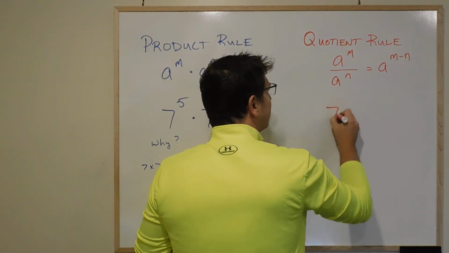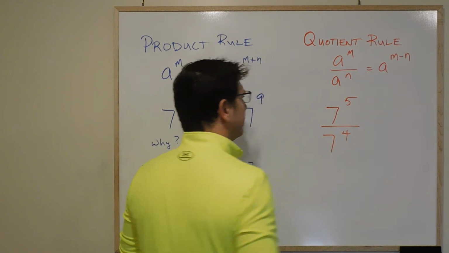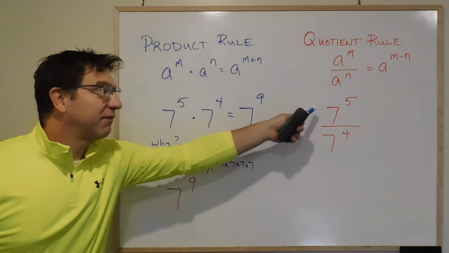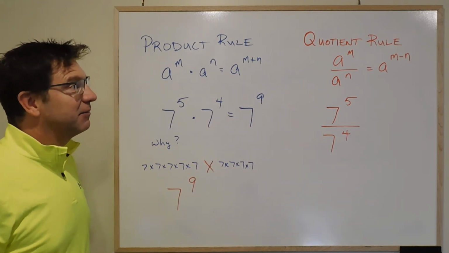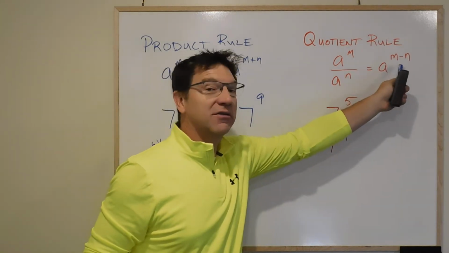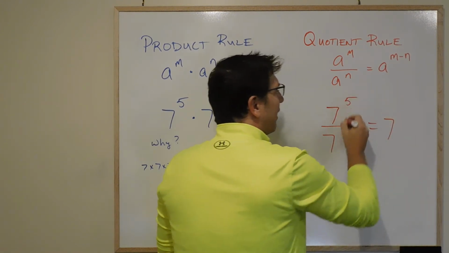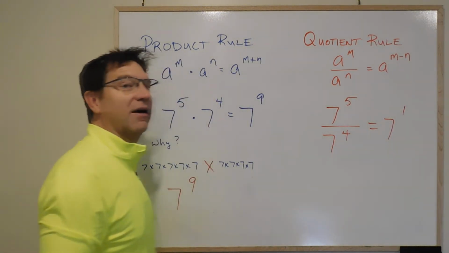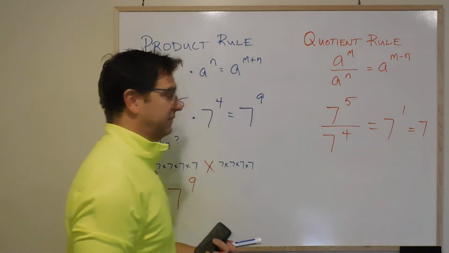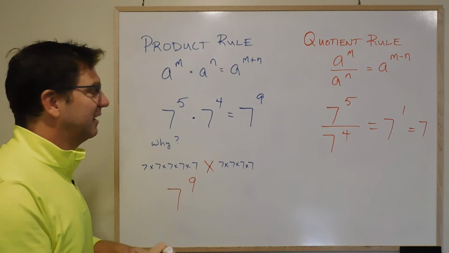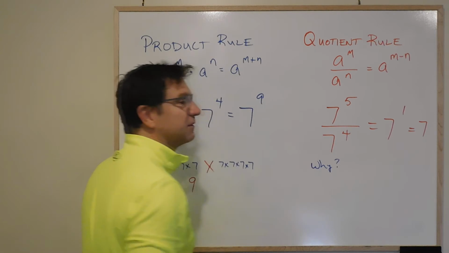Let's say I have 7 to the 5 over 7 to the 4. Okay? Again, it won't work if that's a 7 and that's a 3. It works only if they're the same. Now, because I'm dividing, what it's saying is I need to subtract the exponents. So I keep the 7, 5 minus 4 is 1. So I have 7 to the 1, which we know really is just 7. Right? And the question again is why? Why does it work?